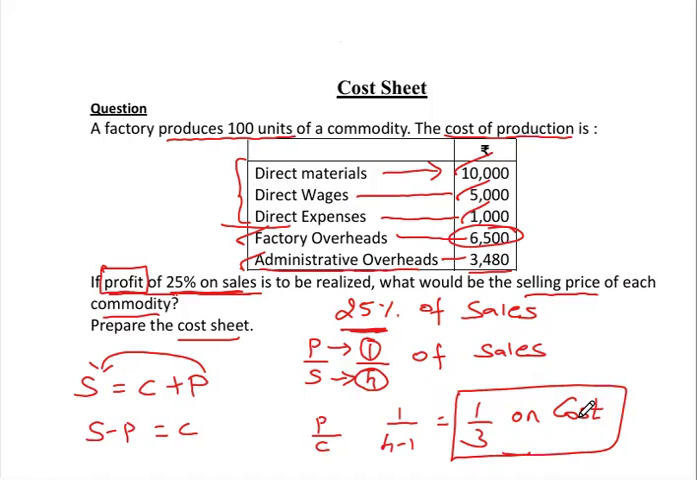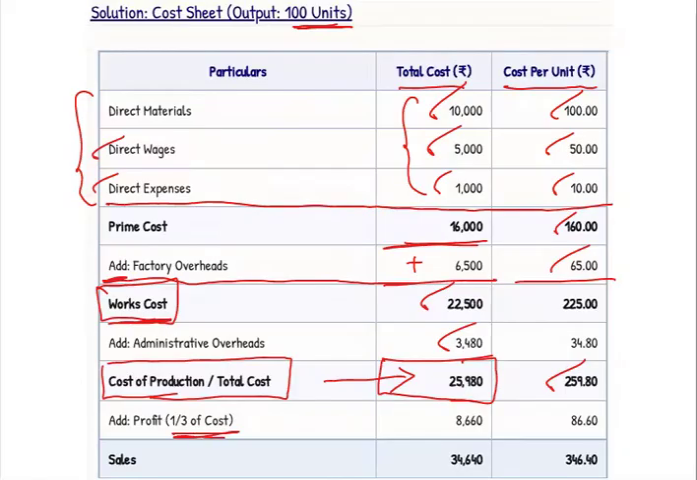Now we can apply this 1/3 on the cost. I have shown how this came. Profit 1/3 on cost, that is 8,660. Apply this 1/3 here: 25,980 into 1 by 3. What will we get? 8,660 will be your profit. But add the profit to the cost, and we'll get 34,640 as the sales. Now divide the sales by the number of units. We will get the selling price per unit. What is the selling price per unit? 346.40 rupees.